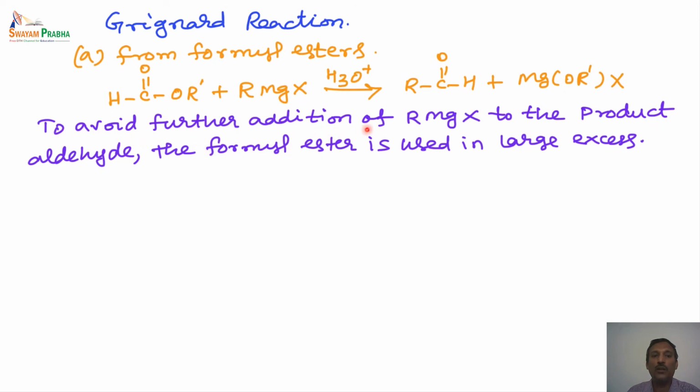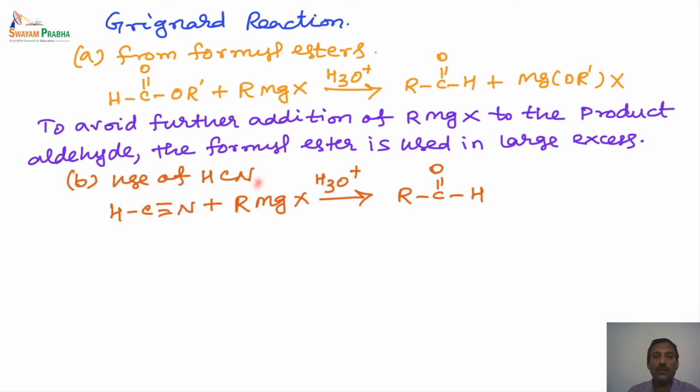So to avoid additional reaction between the alkyl magnesium halide and the aldehyde, the formyl ester is generally used in large excess. If you use a large excess of this one and a small amount of the alkyl magnesium halide, then all the magnesium halide is converted to the corresponding aldehyde and the reaction stops. That way we can selectively make the aldehyde using this method.